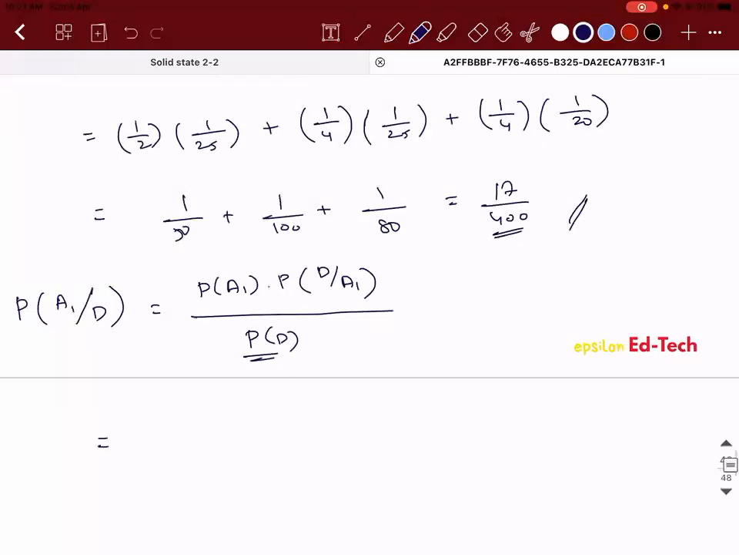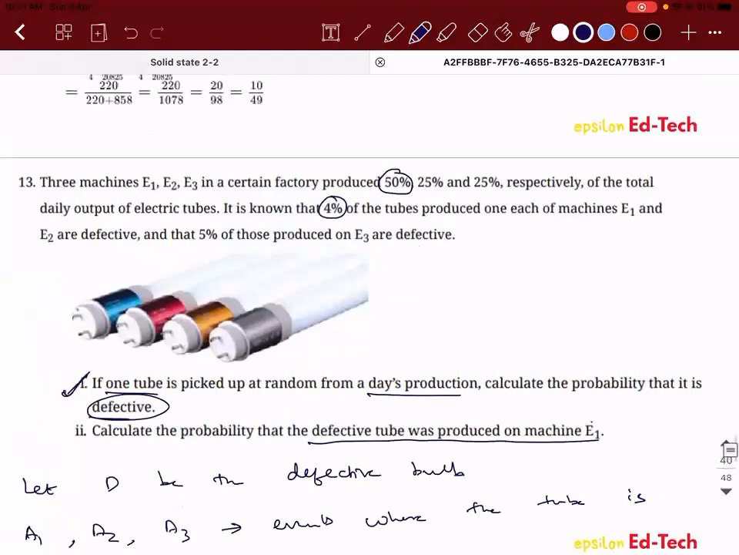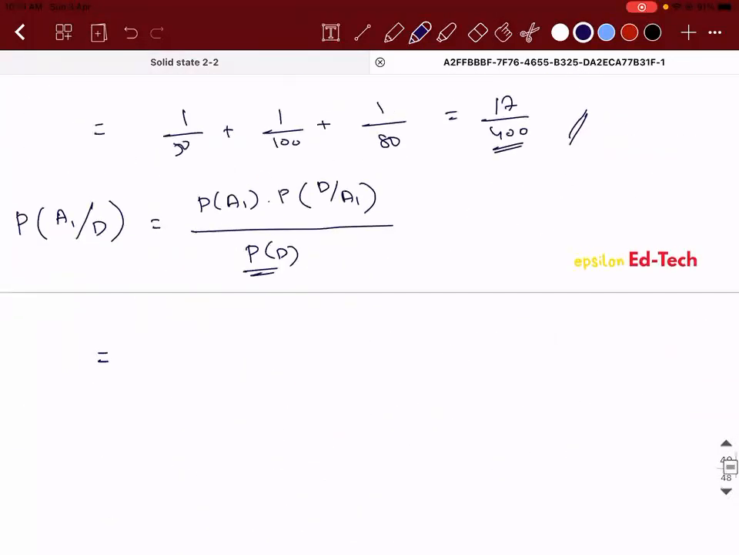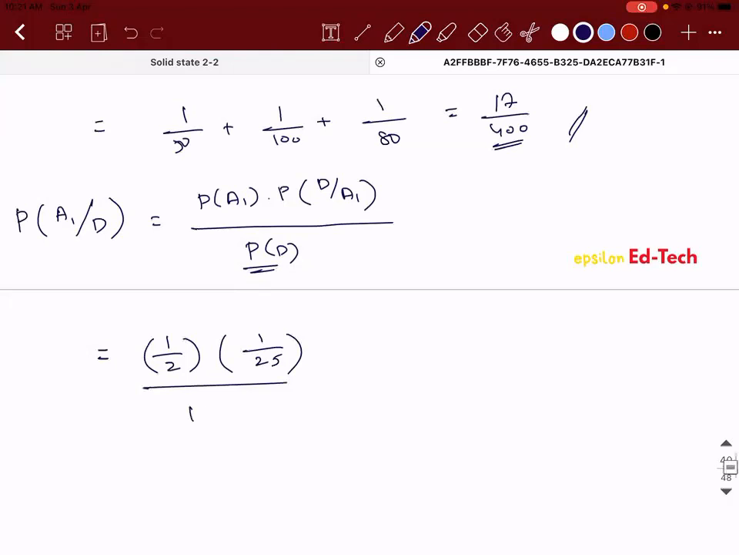Right? So what is the probability of A1, guys? The probability of A1 is 1/2. What is the probability of D given A1? It is 1/25. Meaning it is a defective bulb and it is manufactured by machine 1, divided by 17/400. How much is this going to be? This is going to be 200 and this will go 8 times. 8 divided by 17 will be the required answer. So this is how you use it.